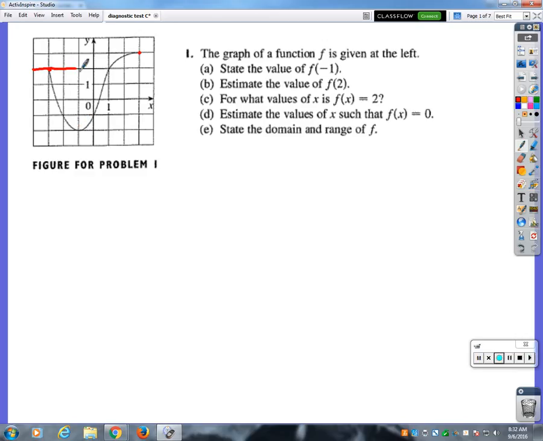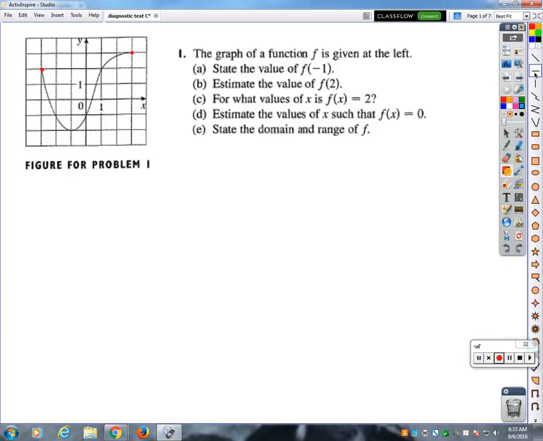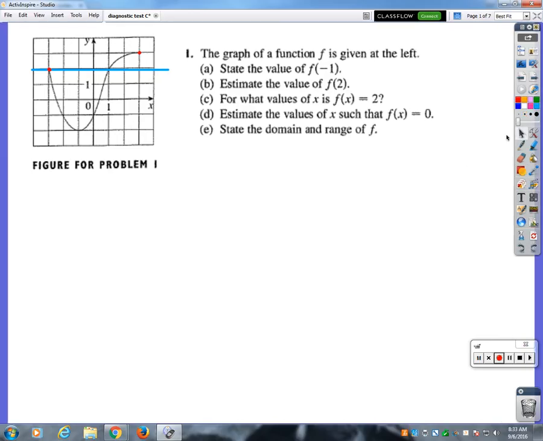Okay, for what values of x is f of x equal to 2? So you would just draw an imaginary line here, and that equals 2 at -3 and 1. Why? Because that's where the graph crosses the line y equals 2. Okay, but it crossed it twice, so we need both answers.